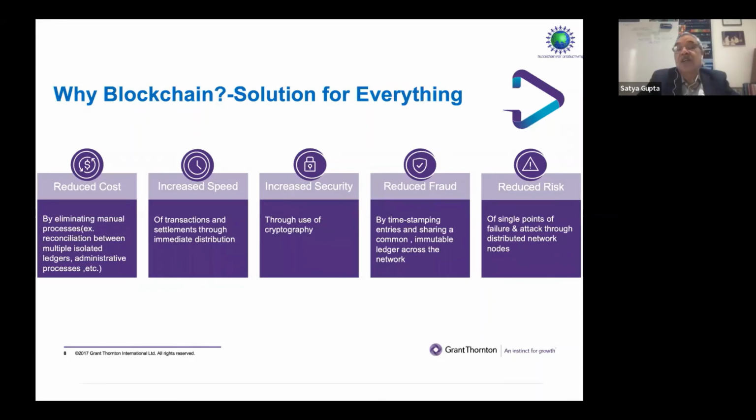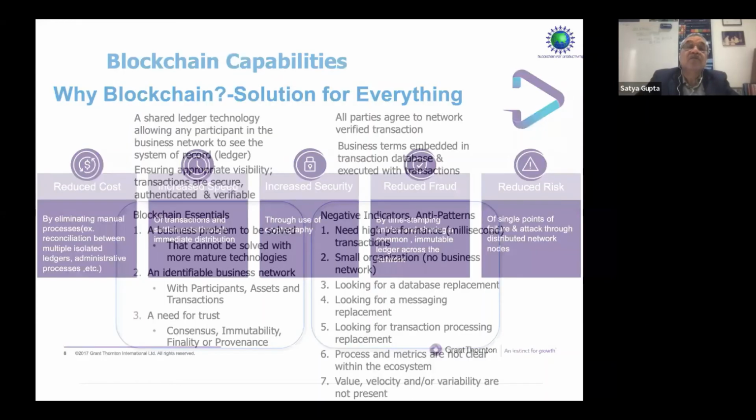Reduced risk also, because here there is no single point of failure, no single point of attack. It is distributed nodes. There are thousands of nodes. If one or two get attacked, nothing happens, because you are talking of majority voting here. 51% of the nodes have to be functioning so that you can validate a transaction. So all these problems of the conventional way of working are taken care of by blockchain.